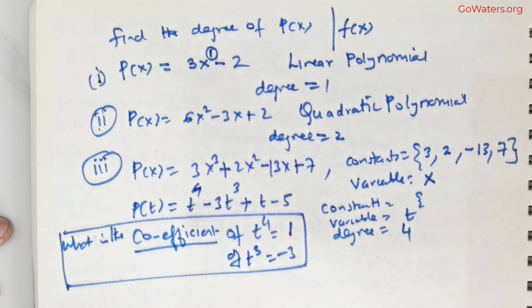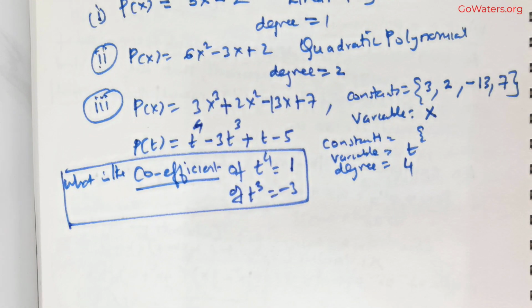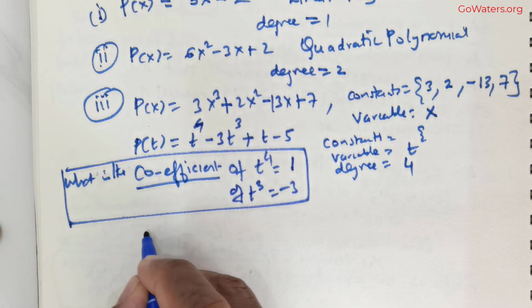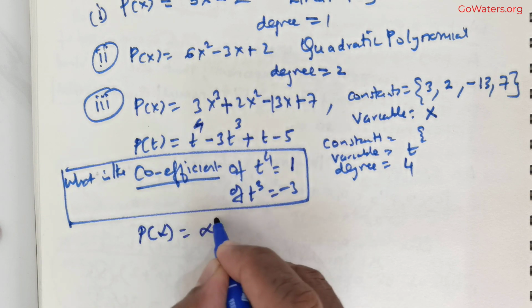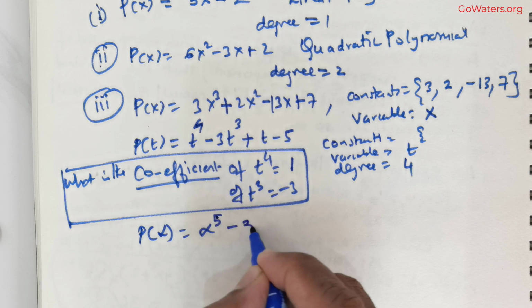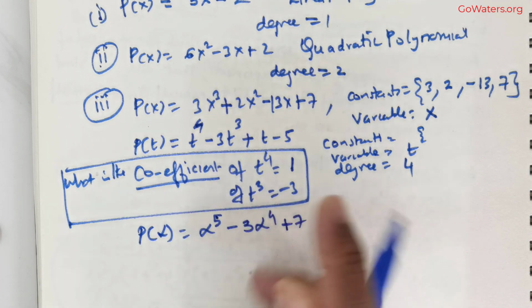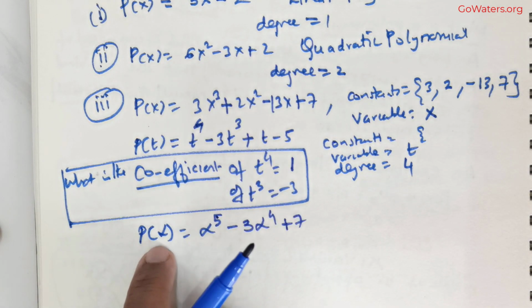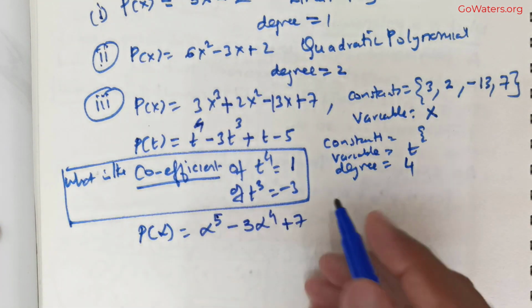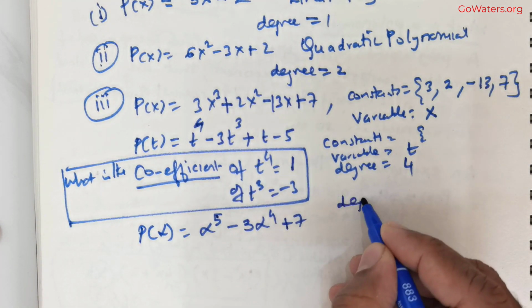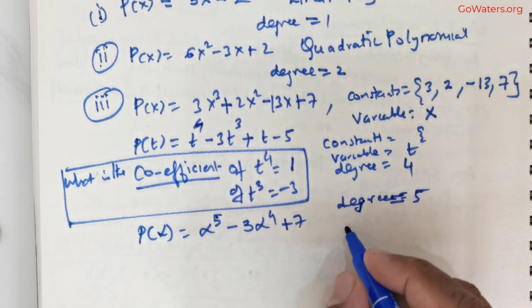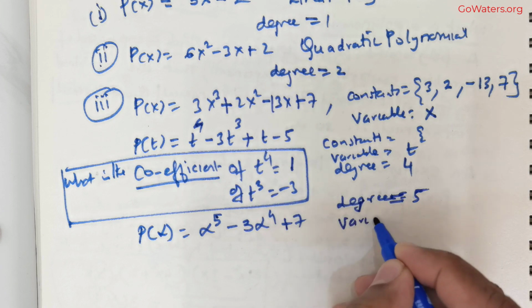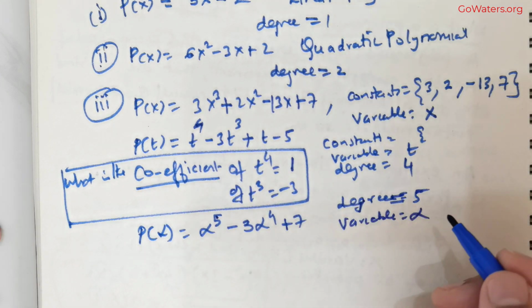So these are some of the illustrations for polynomial. And what if I have a polynomial like this? Say p of alpha is equal to alpha to the power of 5 negative 3 times alpha to the power of 4 positive 7. Is this a polynomial? Yes, this is a polynomial in alpha. Then what is the degree? The degree is equal to 5 and the variable that we are seeing here is alpha.